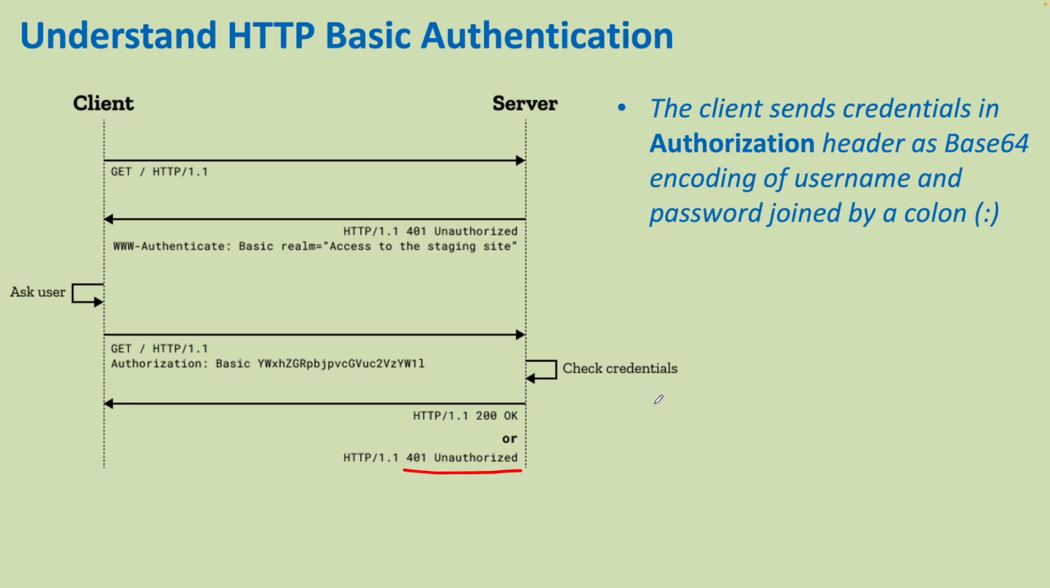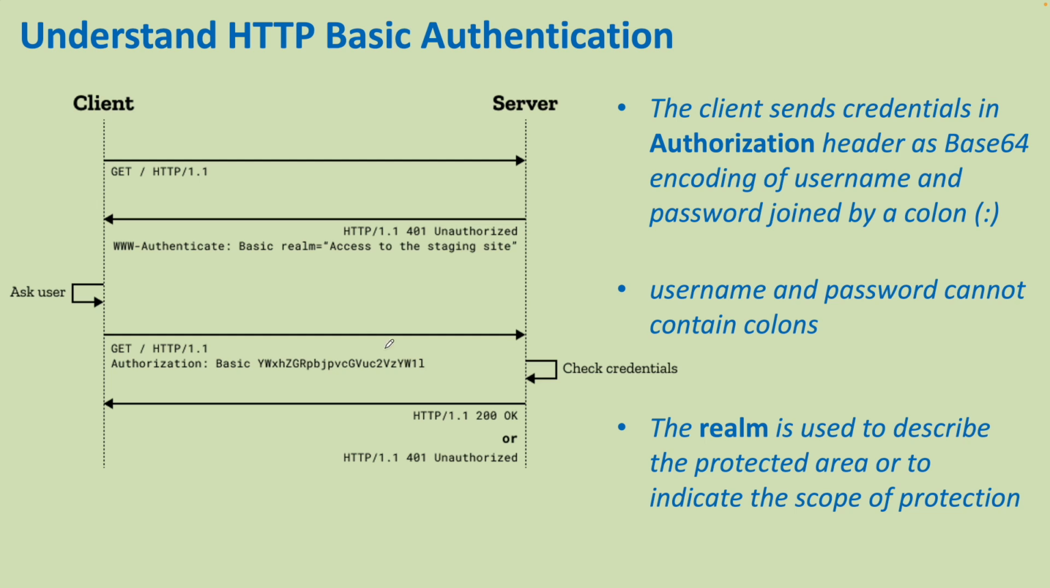And note that the client sends the credentials in the Authorization header as base64 encoding of username and password joined by a colon. That means username and password cannot contain colons. And the realm here in the WWW-Authenticate header in the response is used to describe the protected area or to indicate the scope of protection.